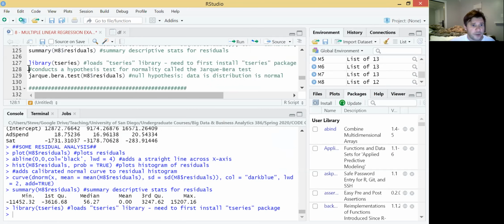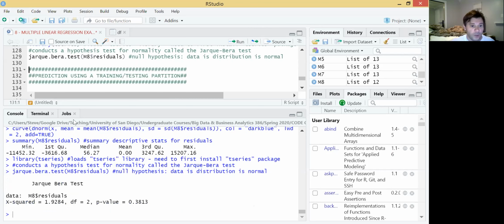And what we're going to do here is conduct a hypothesis test for normality called the Jarque-Bera test. This is a parametric statistical test that checks the skewness of the distribution in the data against the skewness for a normal distribution, which is 0. It also checks the kurtosis, how fat the tails are in the data, compared to how fat the tails are in a normal distribution. When we run the Jarque-Bera test function on our residuals, it's going to report the results of that statistical test, where the null hypothesis is that the data is normally distributed, and the alternative hypothesis is that the data are not normally distributed.